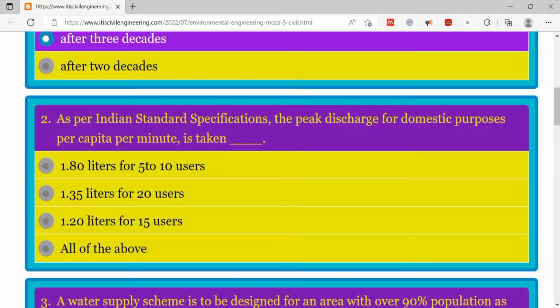1.8 liters for 5 to 10 users, 1.35 liters for 20 users, 1.2 liters for 15 users. All of these are correct. So the peak discharge for the domestic purposes per capita per minute depends on the number of users. Like if there are 5 to 10 users, we take it as 1.8 liters. 20 users, we take it as 1.35 liters. And for 15 users, it's 1.2 liters.